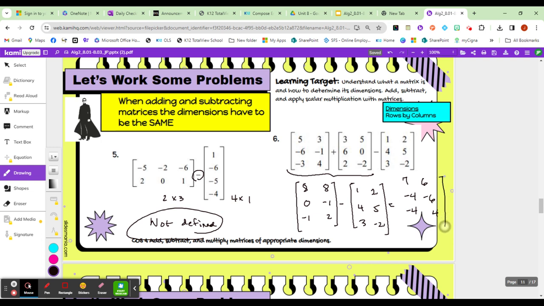And then I'm going to double check. 8 minus 1 is 7. 8 minus 2 is 6. 0 minus 4 is negative 4. Negative 1 minus 5 is negative 6. Negative 1 minus 3 is negative 4. 2 minus negative 2 is 4. And then this would be your final answer. So just a little bit harder because you have to add the first two matrices, get that answer, and then subtract the last matrix from the sum of the first two.